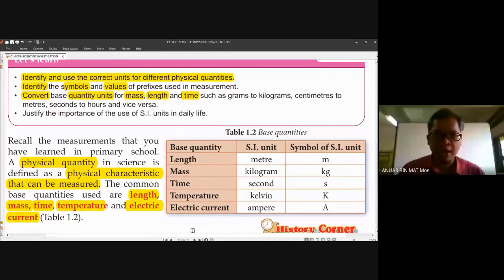There are 5 physical characteristics, or things that can be measured. You must remember this is what we call physical quantity. The things that we are able to measure are the length, the mass, time, temperature, and electric current. These are all the basic things that we can measure in our surroundings. Of course, there are other things, but in Form 1, you just remember these five physical quantities, the physical characteristics that we can measure. This is what we call the base quantity.